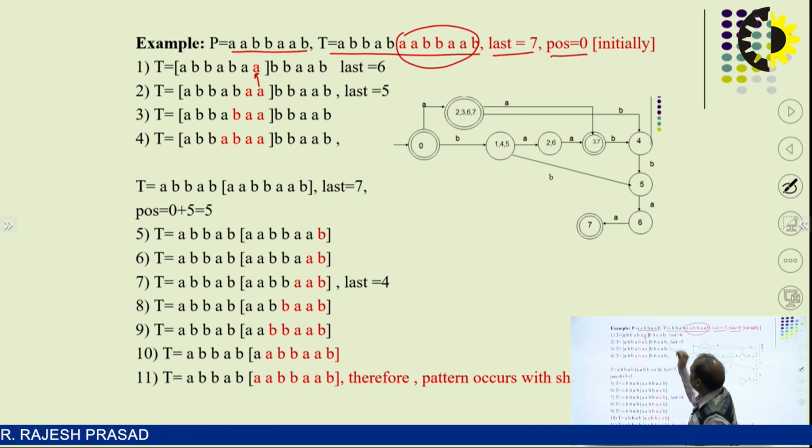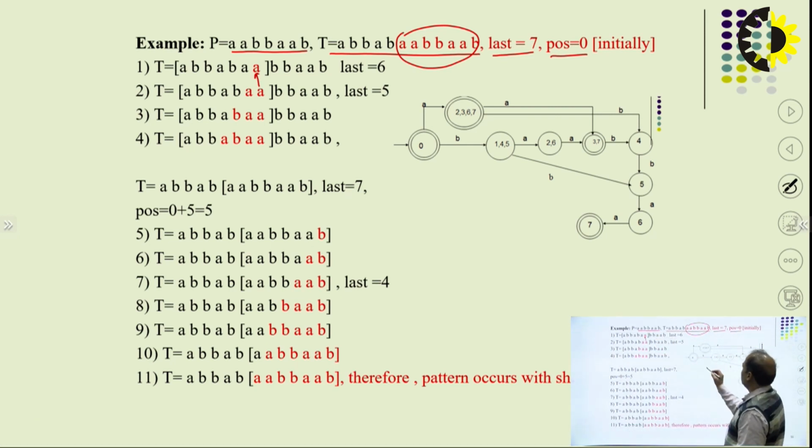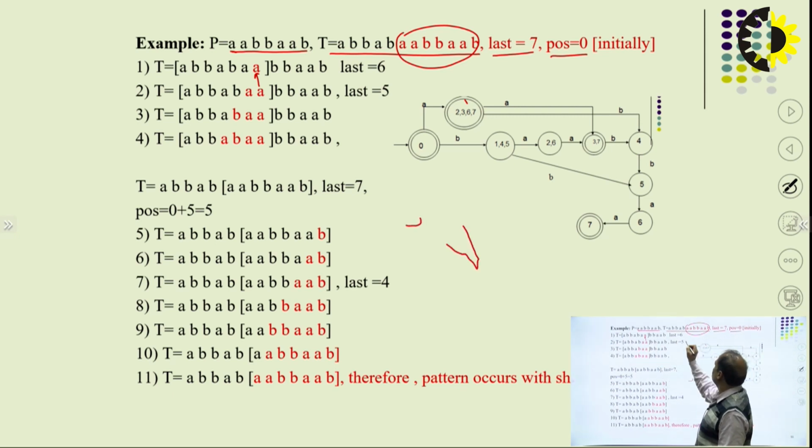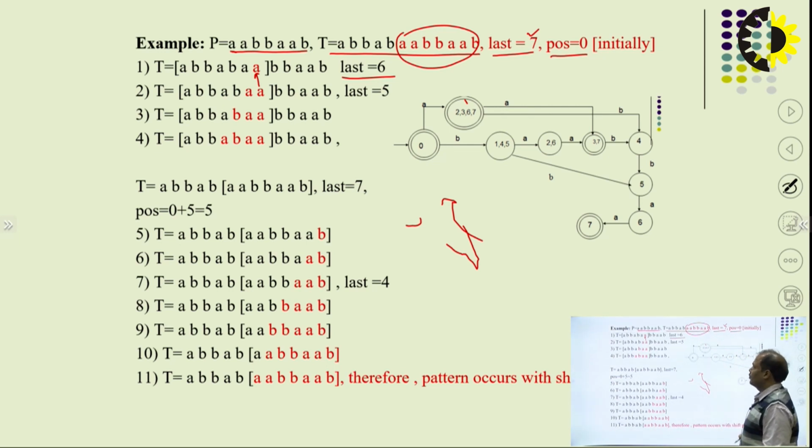Is it clear? So A, if you follow this DFA on A, we reach the final state. That means A is also a prefix of the given pattern. Look here, yes, A is a prefix, A is matching. Then once you match to the final state, last is decremented from 7 to 6. You will know very soon the physical significance of this last.